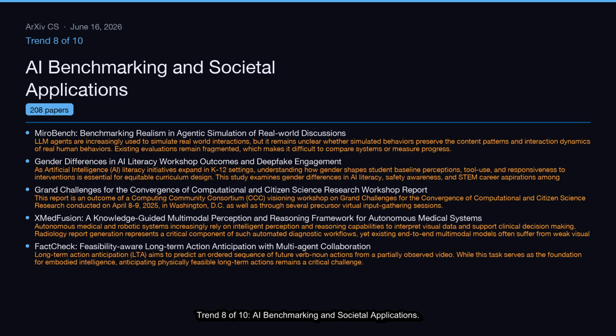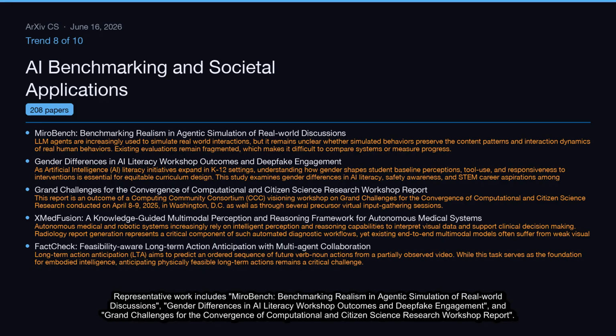Trend 8 of 10, AI benchmarking and societal applications. This cluster covers 208 papers. Representative work includes Moreau Bench, benchmarking realism in agentic simulation of real-world discussions, gender differences in AI literacy workshop outcomes and deepfake engagement, and grand challenges for the convergence of computational and citizen science research workshop report.